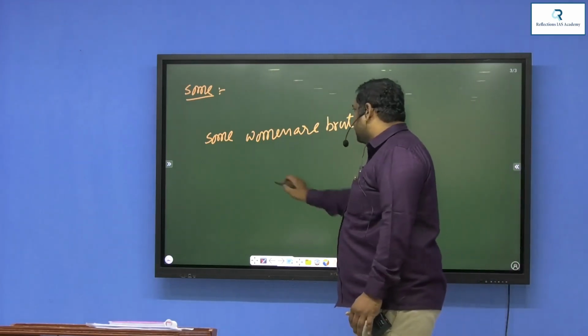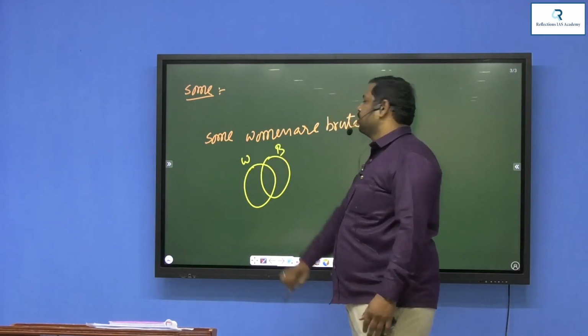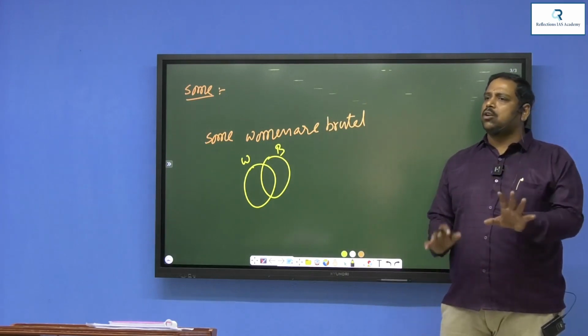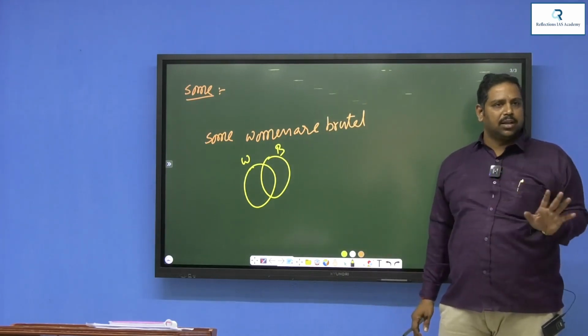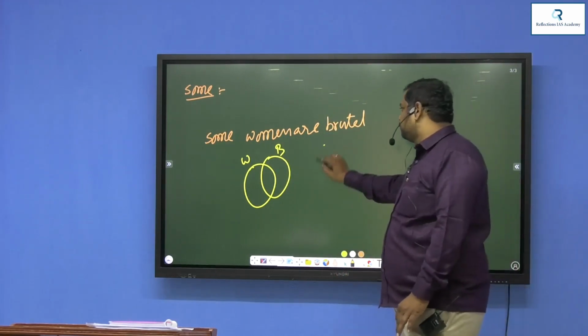Since they have a relation, can I draw them as, these are the women and these are the brutal? Is this a correct one or not? You should never say whether this is correct or wrong. I'm asking, is it a possibility or not? Yes, it is.